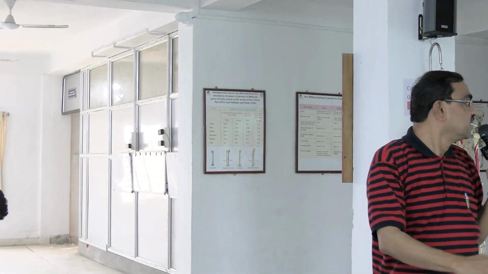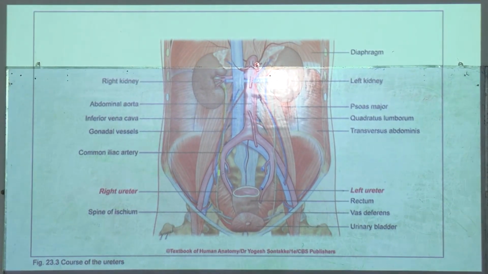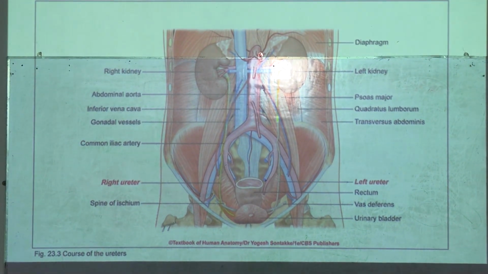That is the relation of the cervix of the uterus with the ureter. You can find the ureter. In case of female, there is uterus and cervix. From the cervix of the uterus, ureter is only 1 inch away. Ureter is 1 inch away from the cervix of the uterus.